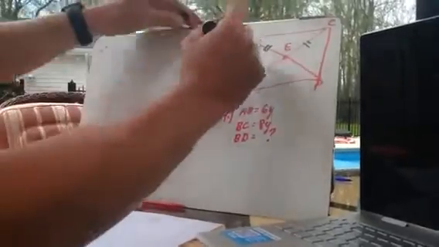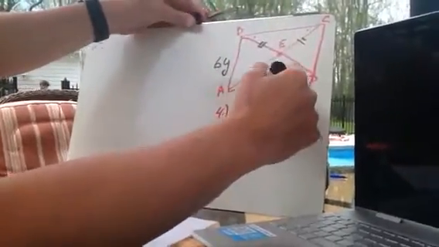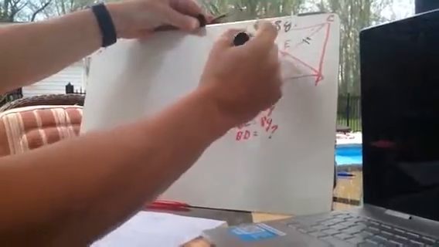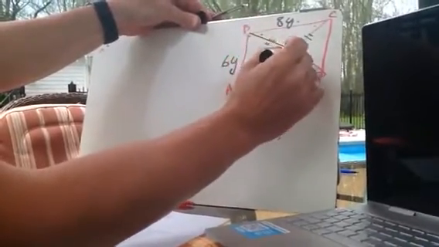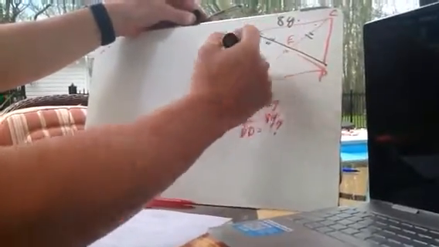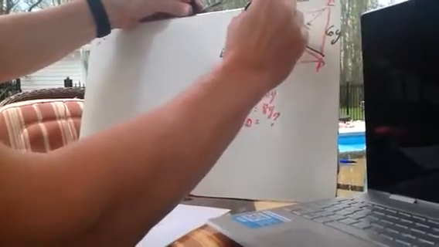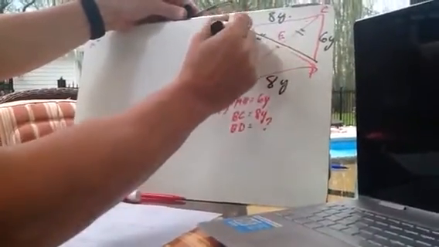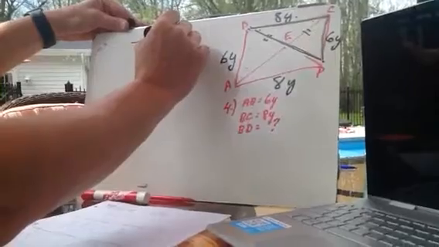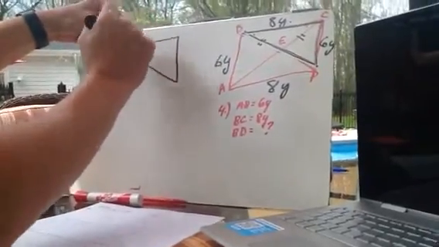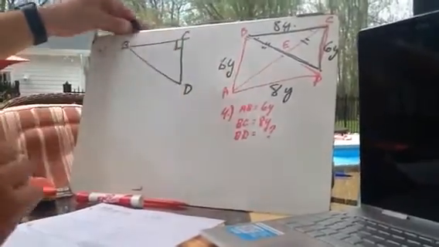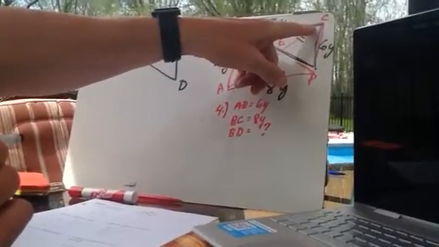Okay, now we look at number 4. AB is 6y. BC is 8y. And they're talking about BD, this entire diagonal right here. If this is 6y, then I know this is 6y. That's 8y, I know this is 8y. So why can't we look at this half of the rectangle? The reason I'm redrawing it is because it's easier to see, and we have to know that in this rectangle that's a 90-degree angle.